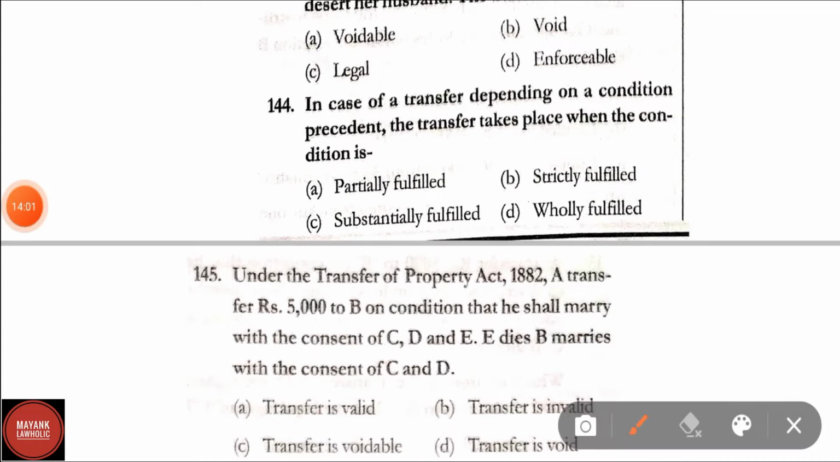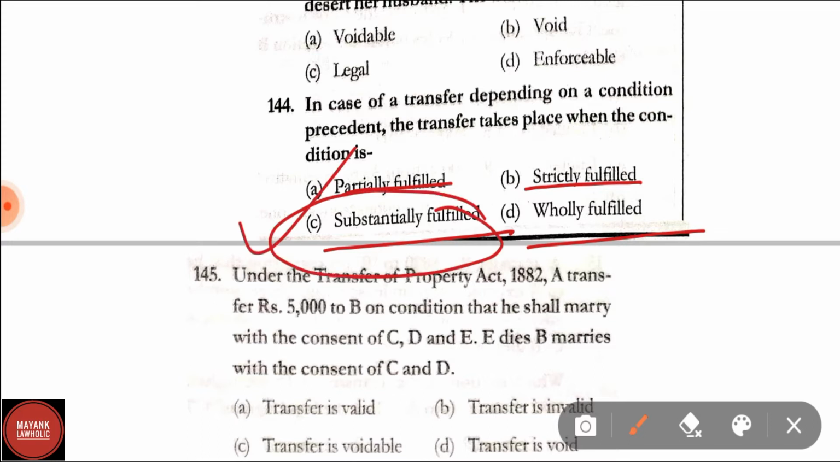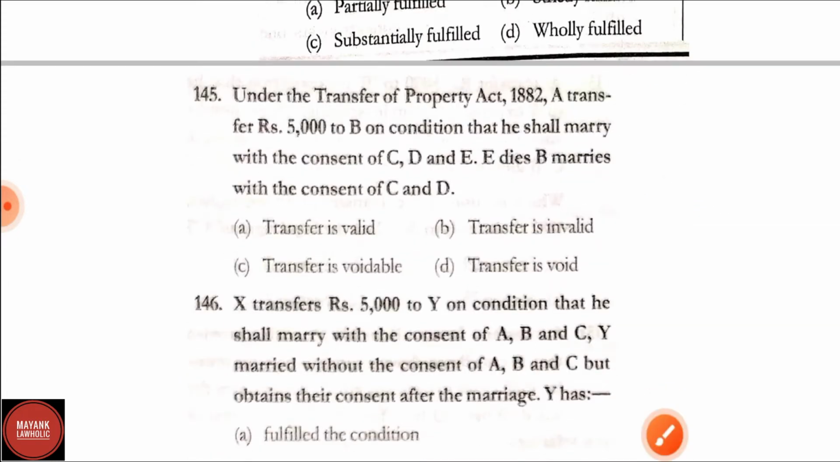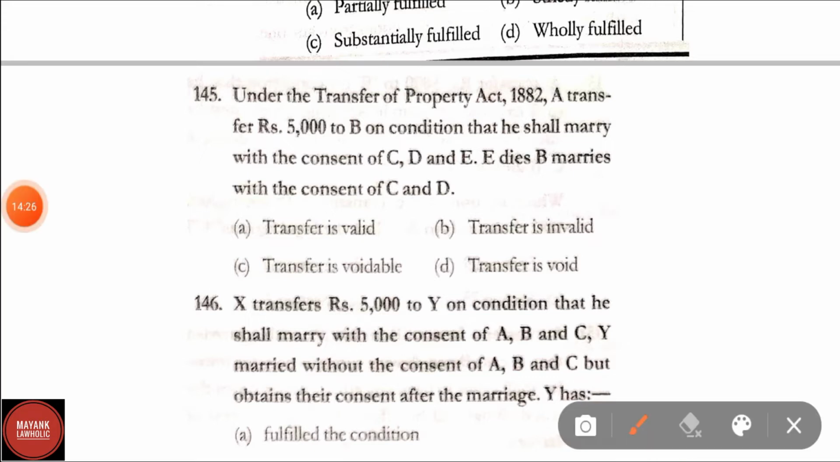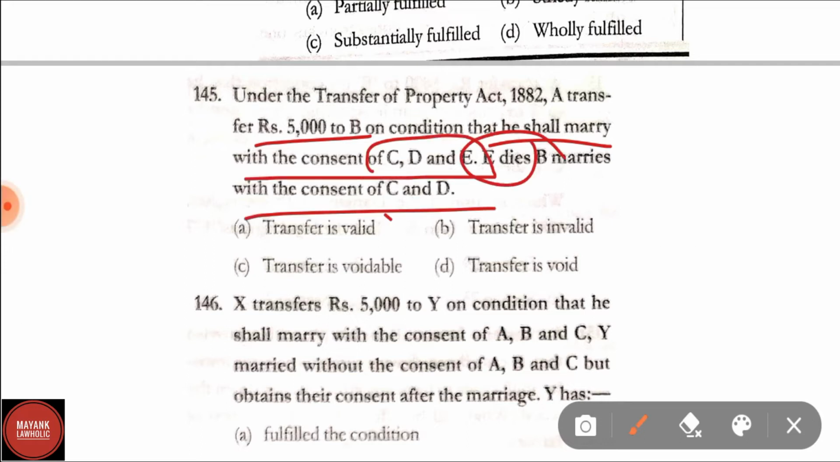Question number 144. In case of a transfer depending on a condition precedent, the transfer takes place when the condition is partially fulfilled, strictly fulfilled, substantially fulfilled, wholly fulfilled. Here the correct answer is option C, that is substantially fulfilled. Question number 145. Under the TPA 1882, A transfers rupees 5,000 to B on a condition that he shall marry with the consent of C, D and E. E dies, B marries with the consent of C and D. Here the transfer is valid. Option A is the right answer.